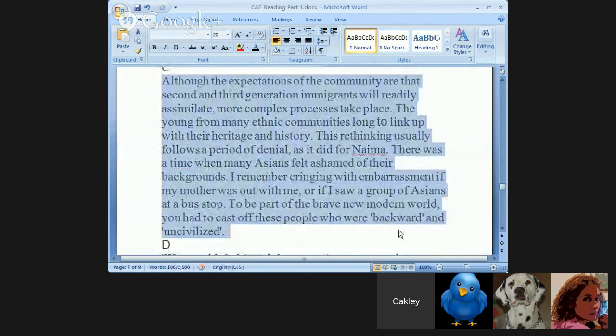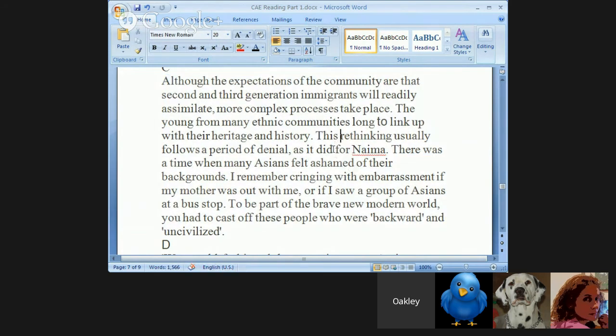Let's look at another one here. Oh, big paragraph. Aretheli, what do you think about this one? Second and third generation immigrants will readily assimilate, data linked with their heritage and history, period of denial, Asians ashamed of their background, brave new modern world. For me, here's a key word. Remaining on the outside of society.